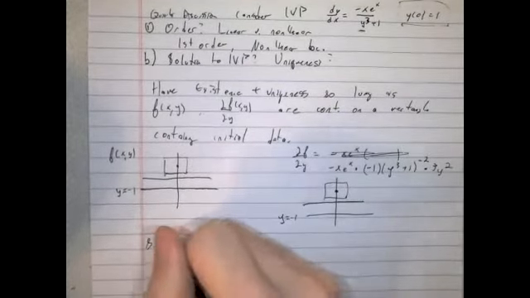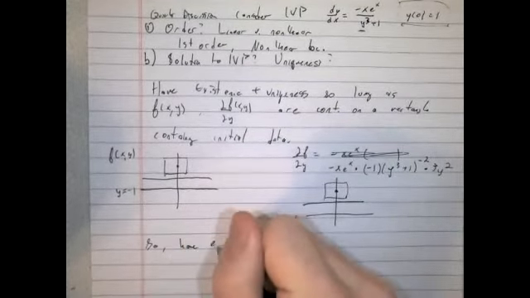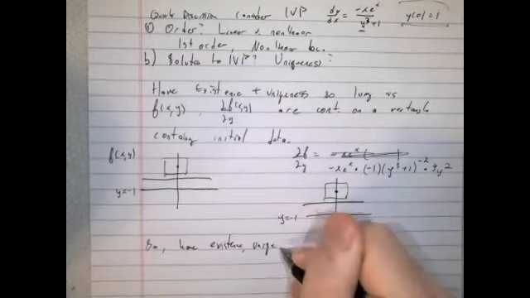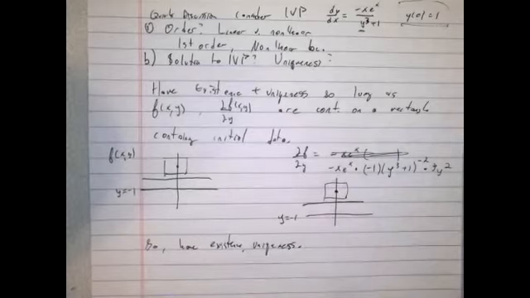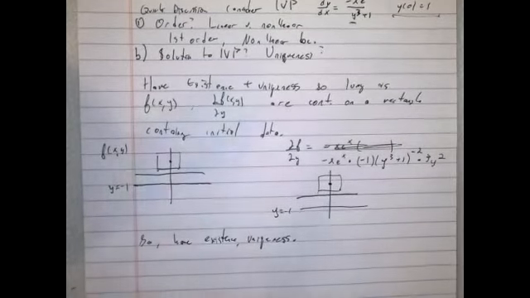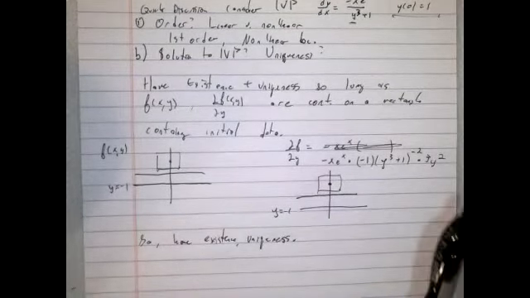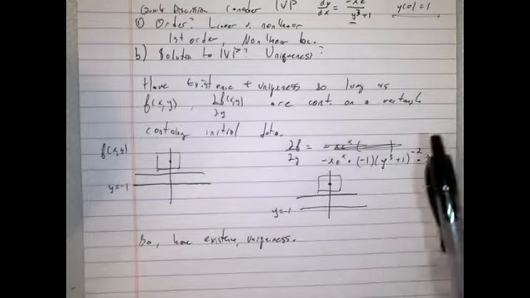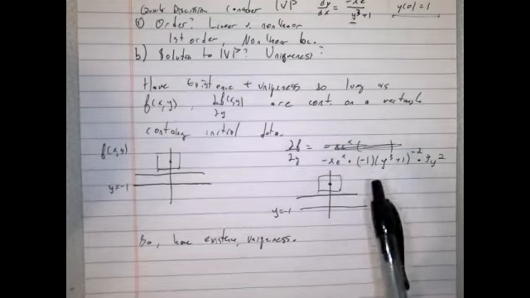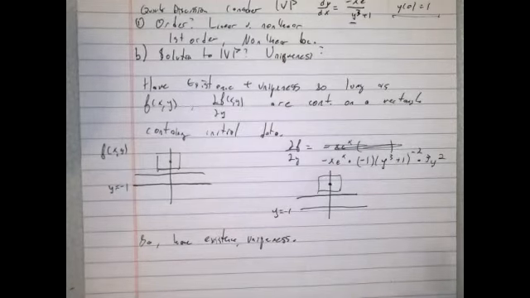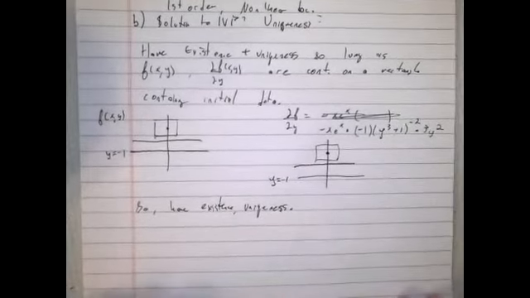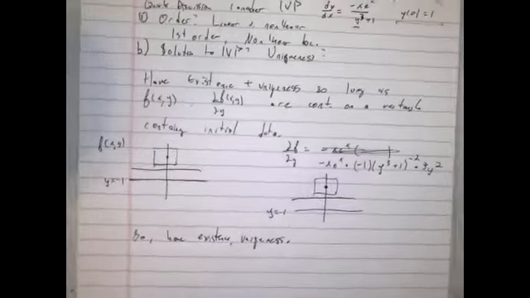I think a lot of points got taken off because I needed to explicitly see the partial derivative and have you check exactly where this is not continuous. Okay, so we have existence and uniqueness. And then the last part of this is, how do we solve a differential equation like this?